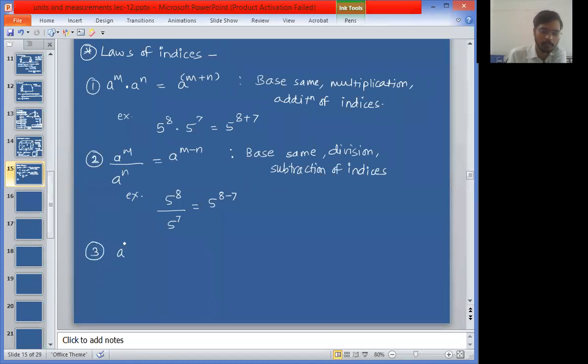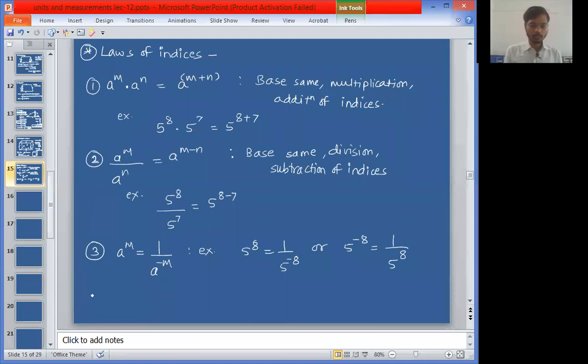Rule number 3. a raised to m can be written as 1 upon a raised to minus m. Example, 5 raised to 8 can be written as 1 upon 5 raised to minus 8. Or 5 raised to minus 8 can also be written as 5 raised to 8 in the denominator. If this 5 raised to minus 8 goes in the denominator, it will become 5 raised to plus 8.